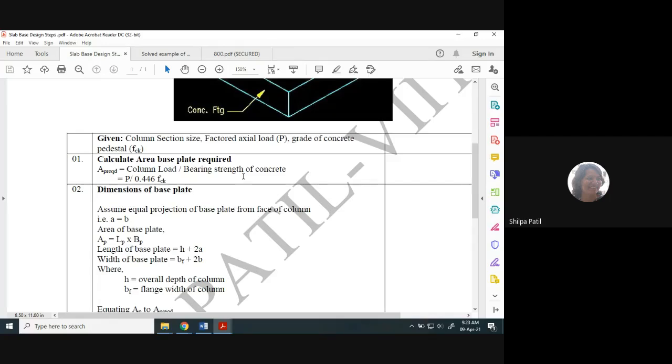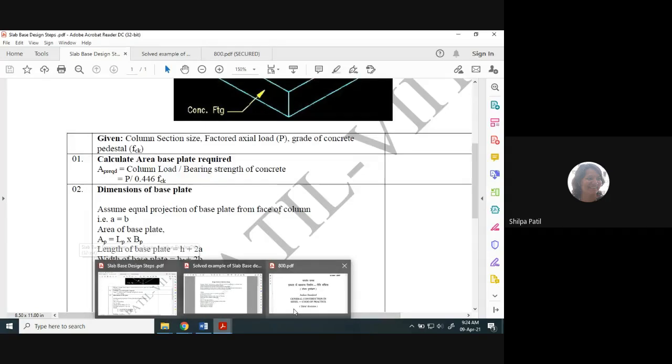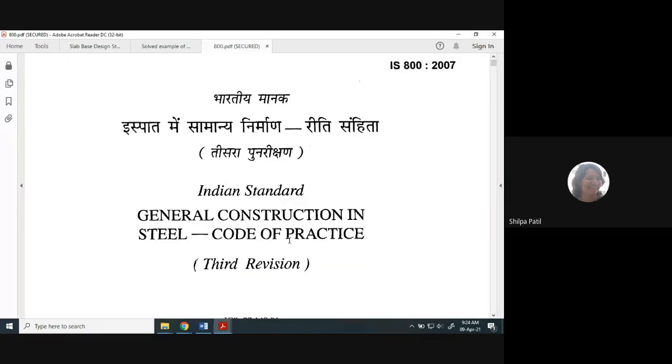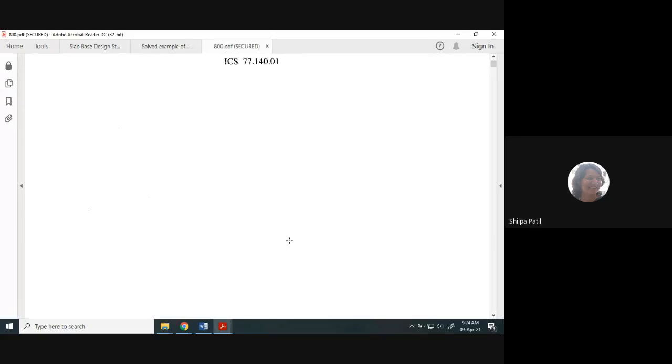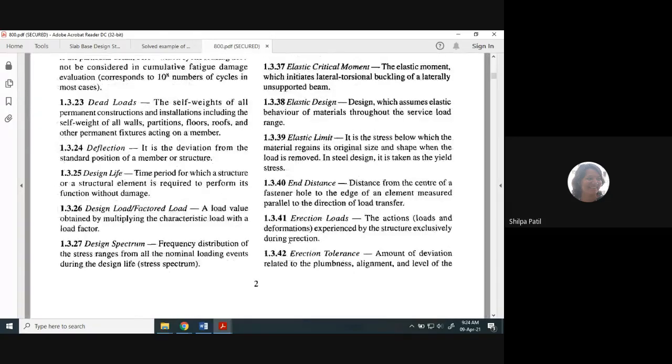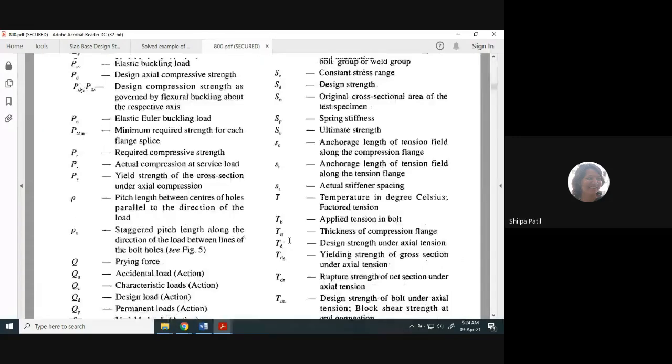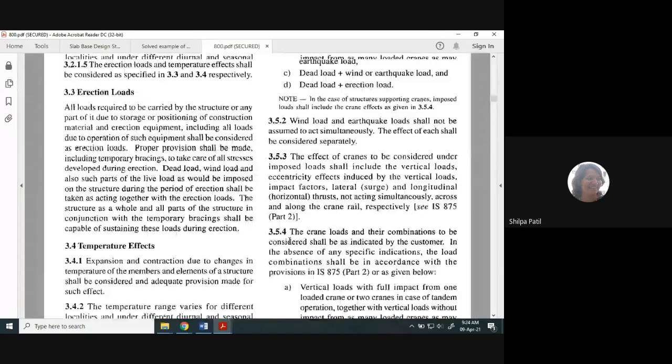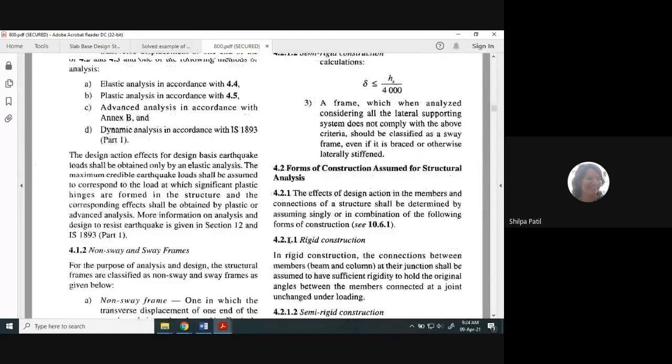You have learned it in SDD 1, right? While learning the design of RC structures. So the bearing strength of concrete is nothing but the maximum compressive stress developed in the concrete. That we have to consider here, which is taken as 0.446 FCK. Now, if you consider the IS code and the clauses given in the code, I will simply show you the page number where all these clauses are given in IS 800.